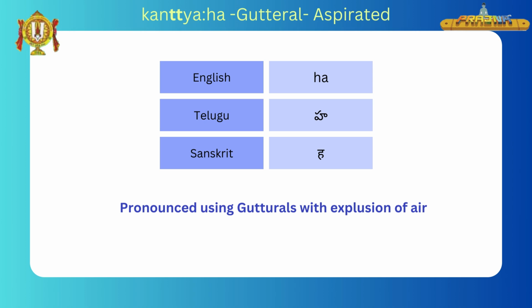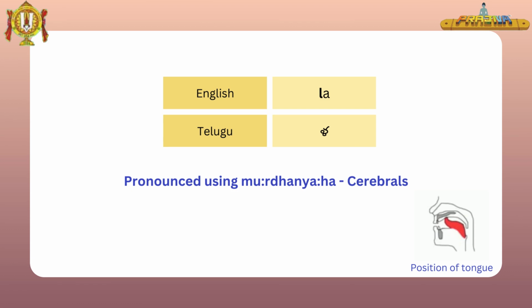And at last we have the consonant Ha. It is pronounced using the gutturals. There is an expulsion of air while pronouncing this letter: Ha. The bolded L in the slokas is pronounced using the cerebrals. It is pronounced as L.